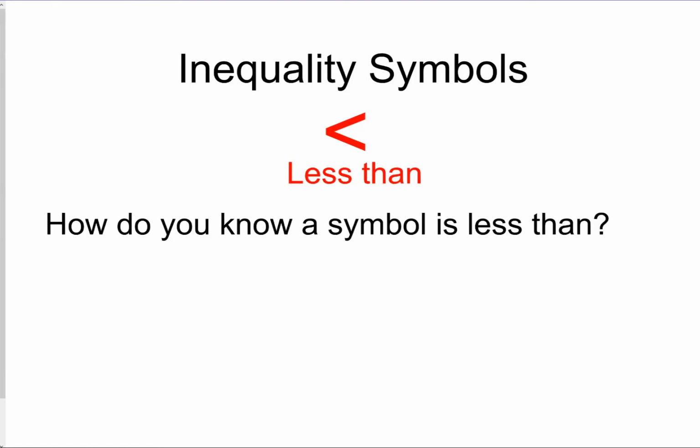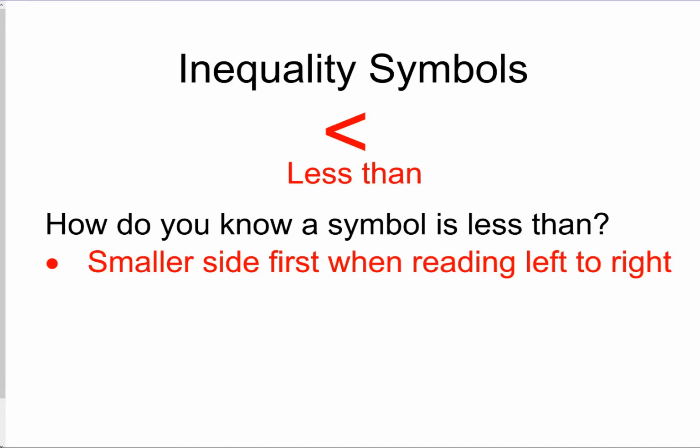We need to work on being able to identify inequality symbols. The first one we're going to talk about is the less than symbol. How do you know a symbol is less than? Well, our first clue is when we're reading left to right, which is how we read books. It's how we should always read equations. From left to right, if you see the smaller end first, you know you have a less than symbol. Another clue is that the less than symbol looks like a bent L. And of course, that's what less than starts with. So you can always remember less than, bent L.